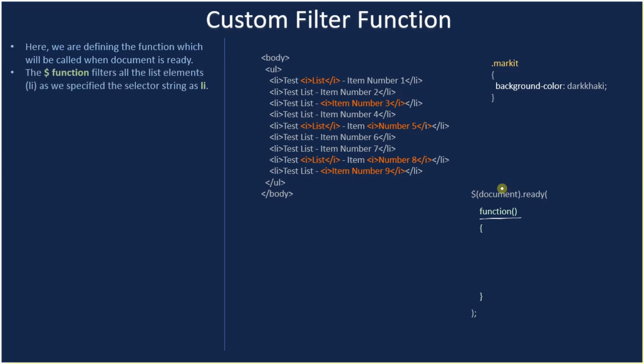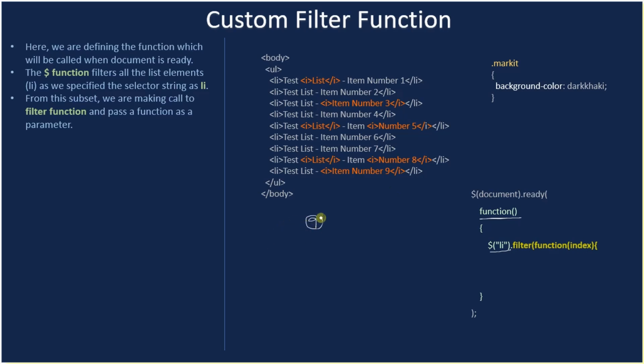The dollar function filters all the list elements li, as we specified the selector string as li. This also we saw in the previous example. So the dollar is a jQuery object that is taking li, so all the list elements get filtered. From this filtered subset of 9 elements, we are making a call to the filter function, and you can see that here. We are chaining it. $('li') will return 9 list elements, and we are chaining that with the filter function.